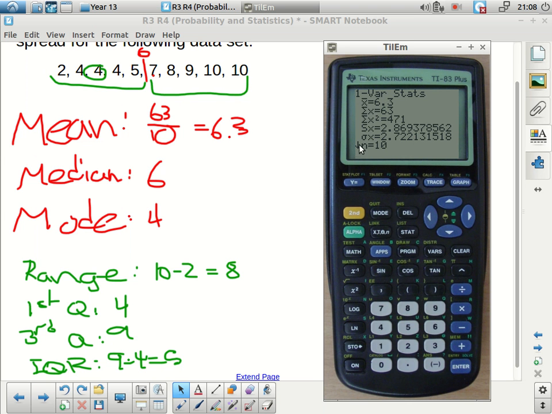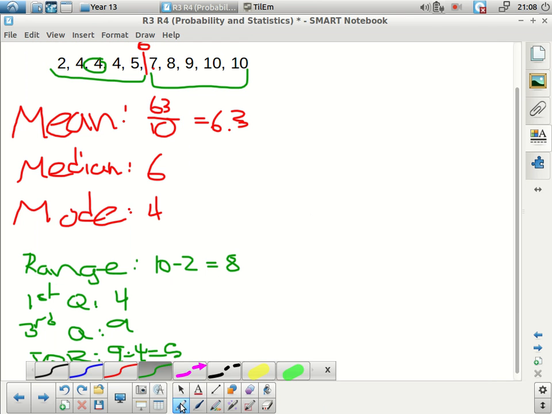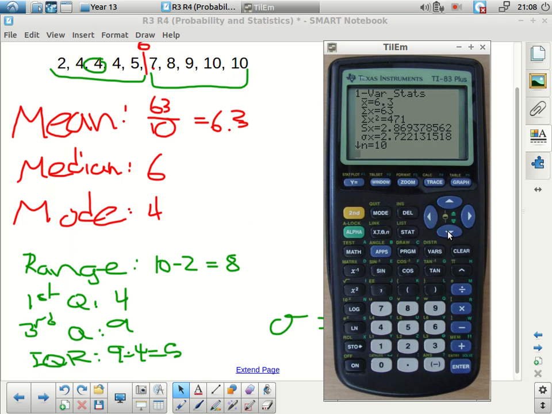Okay. The standard deviation, what I was talking about, is right here, the sigma x. Okay, so my standard deviation is about 2.72. So sigma equals 2.72. Okay, and just to verify some of this stuff, I'll scroll down here. Right, my first quartile is 4, my median is 6, and my third quartile is 9.